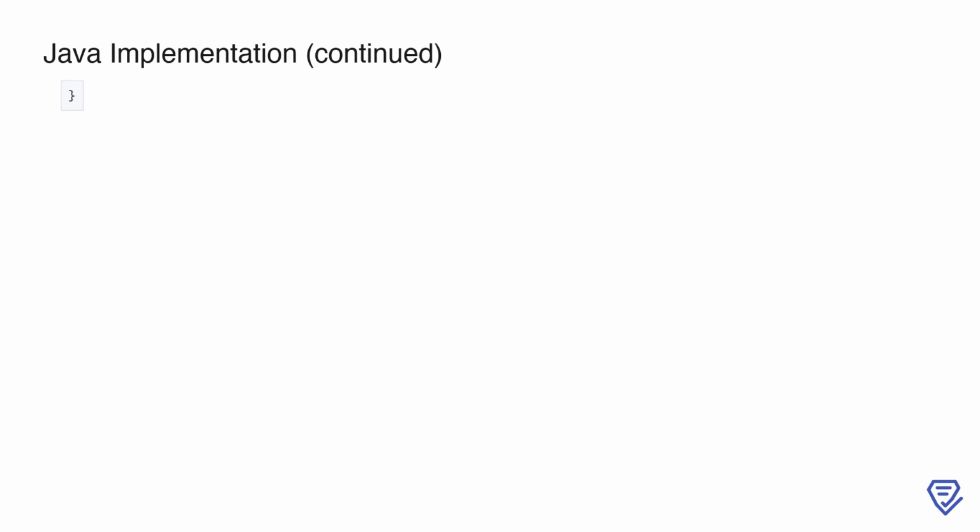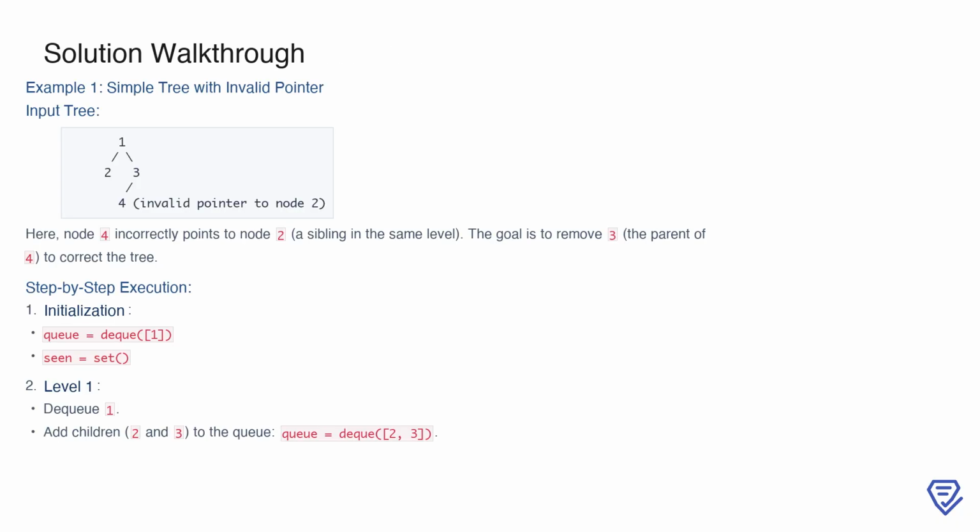With this, the Java implementation of the correct binary tree function is complete, and we've covered the logic for identifying and removing invalid pointers in a binary tree. In this example, we have a binary tree where node 4 incorrectly points back to node 2, which is a sibling on the same level. Our goal is to remove node 3, the parent of node 4, to correct this issue.